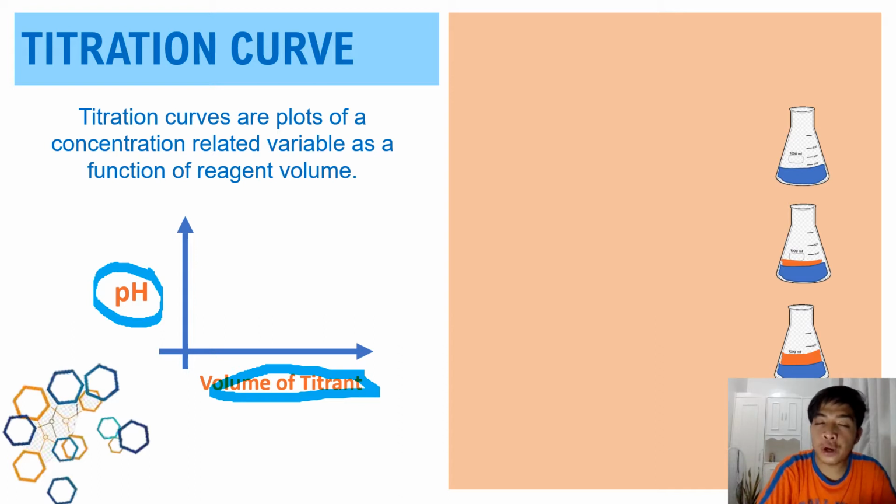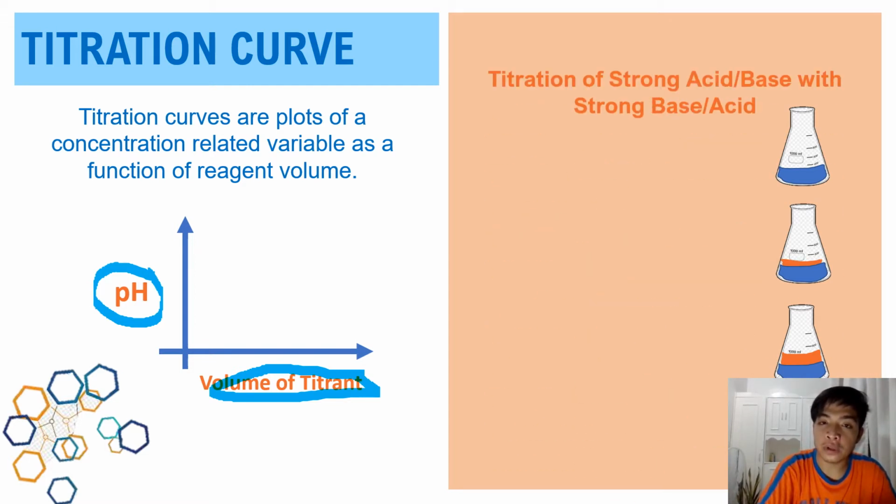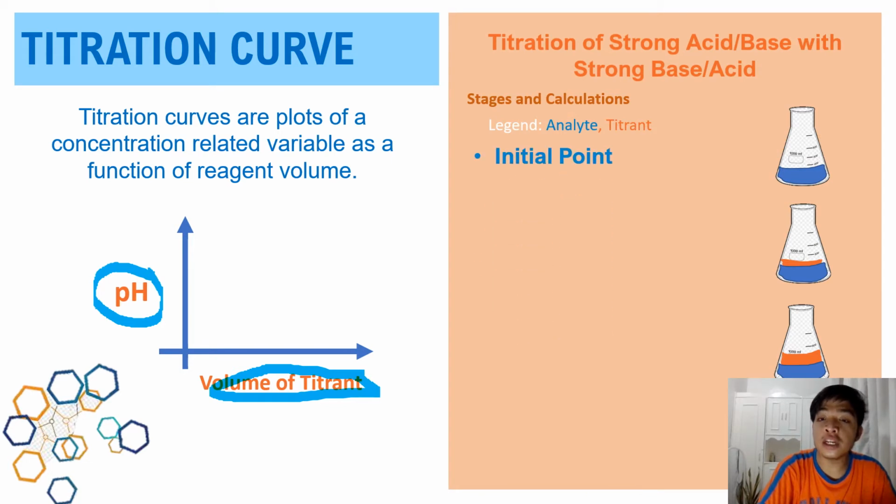Since in the problem we're going to titrate a strong base with a strong acid, it is important for us to know the four points of titration. First is the initial point. At the initial point, you haven't started the titration, so what's in your solution is only the analyte, and the pH will be based on the concentration of the analyte.